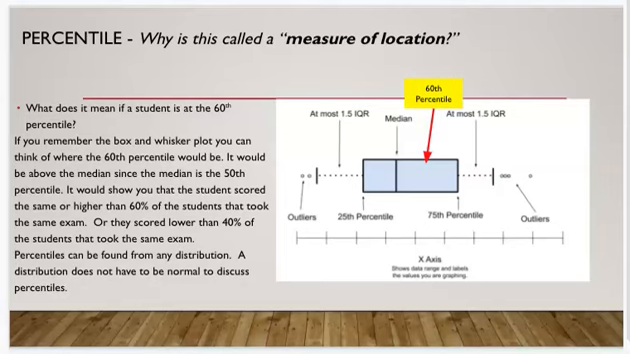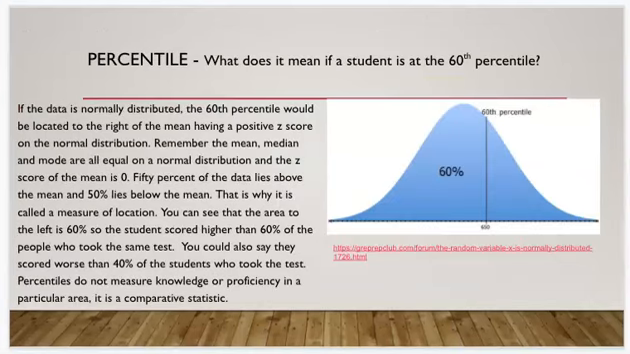Be sure you know that percentiles can be found from any distribution. A distribution does not have to be normal to discuss percentiles. If the data is normally distributed, the 60th percentile would be located to the right of the mean and have a positive z-score on the normal distribution. Remember, in a normal distribution, the mean, median, and mode are all equal, and the z-score of the mean is 0. 50% of the data lies above the mean, and 50% of the data lies below the mean. This is another reason it's called a measure of location.